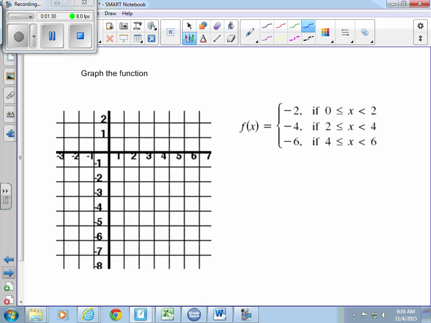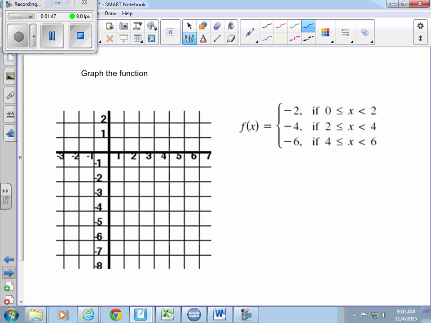So we're going to learn how to graph a piecewise function. A piecewise function is three different, well in this case three, could be as many or as few pieces as we want to talk about, but it's a function defined in pieces.